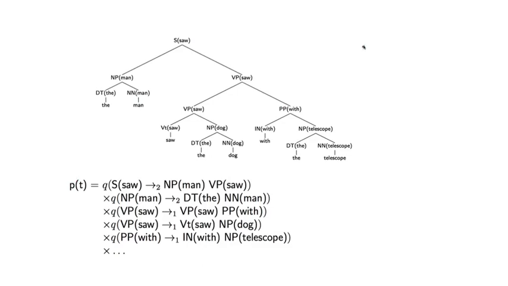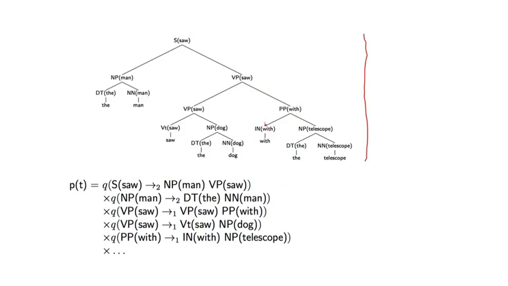And to do this, I've picked an example sentence and an example parse tree with a case of prepositional phrase ambiguity. So the sentence is, the man saw the dog with the telescope, and this is the full parse tree in all its lexicalized glory, where each of these non-terminals has an associated lexical item.